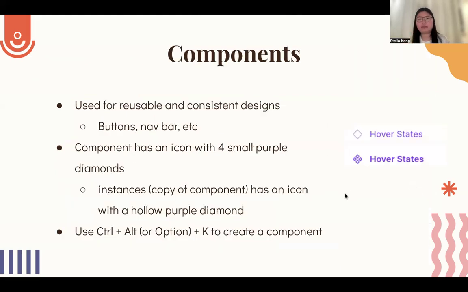And then components, like we briefly covered, are just reusable, consistent designs. Those could be buttons, nav bars, things that appear on your pages repeatedly. Components have an icon with 4 small purple diamonds, as you can see here on the right. And you can create a component by using Control Alt or Option plus K. So yeah, this is another way to make it.